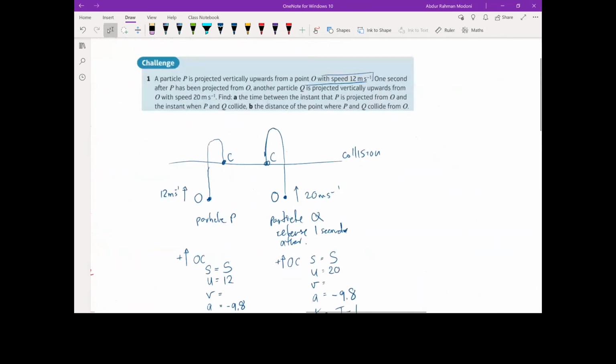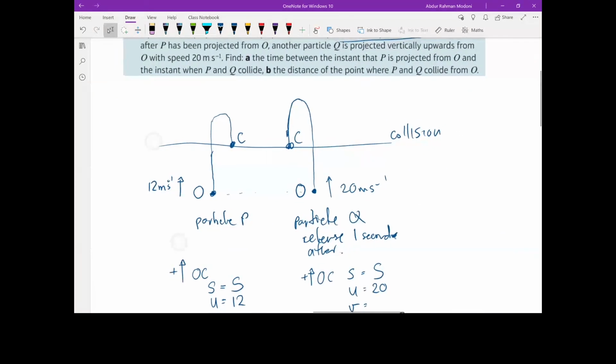Right, so we've got the first part, and the second part it's asking for in this question is the distance. Find the distance of the point where P and Q collide from O. So it's essentially asking for that distance from O. Let's mark it in. The distance from O is referring to that. Where they collide, the distance from there to there is actually the same as the displacement. Remember, distance from a particular point, when it's in one direction, is the same as the displacement. They're asking for this bit here.